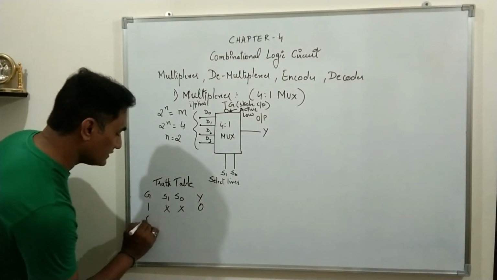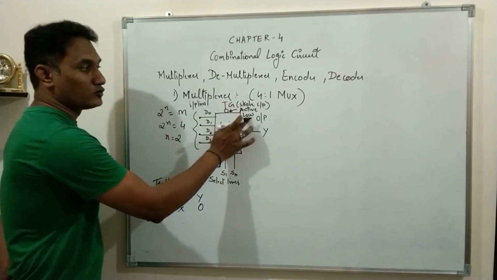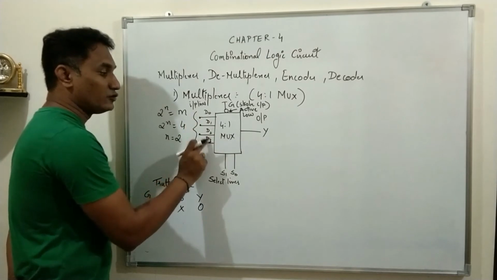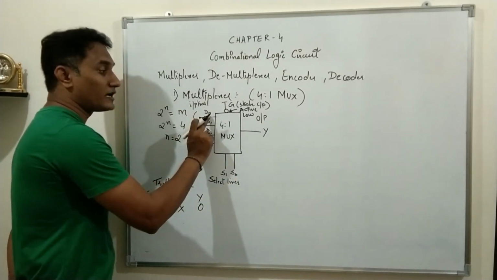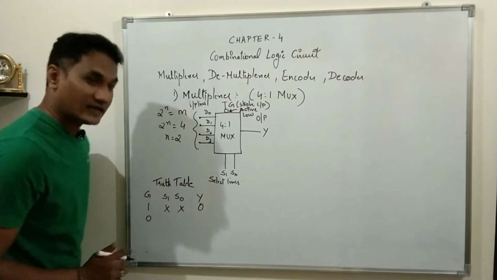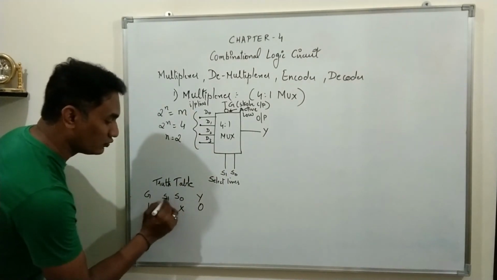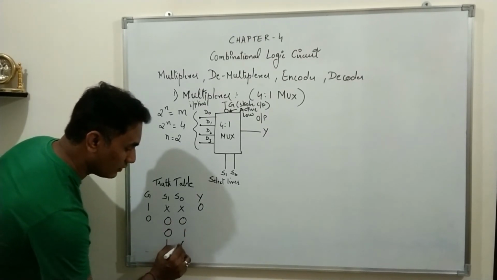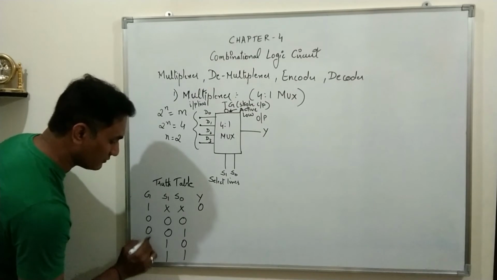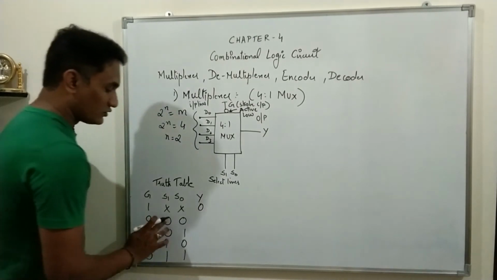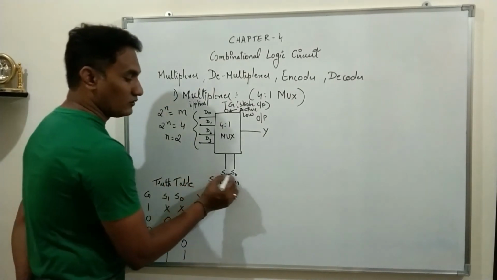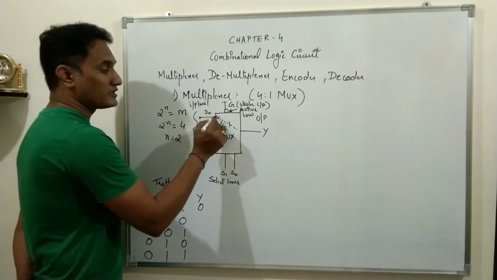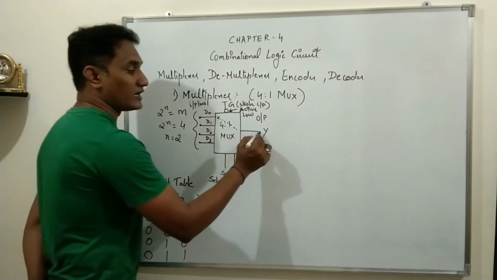Next is when G is 0. As soon as you make G equal to 0, the strobe input is activated and the chip is enabled. That means the data is ready to be transferred to the output. Which data will be transferred depends upon select lines. Two variables are there, so we will have 4 possible combinations: 00, 01, 10, 11. Say at this point G is 0. When select lines are 0, 0, by default the switch position will be at the first place. That means data from D0 will be transferred to output Y.